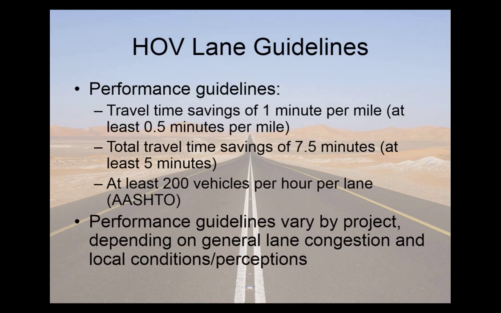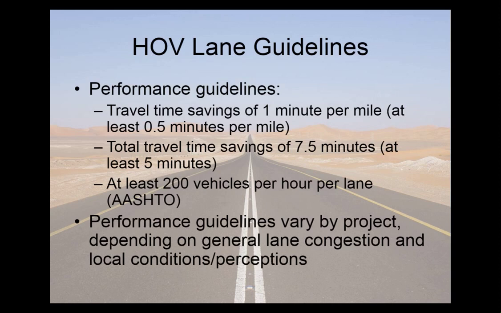For arterials, often the travel time savings are about half a minute per mile. Overall, the travel time savings should be about 7.5 minutes, but at least 5 minutes, so that it makes a noticeable difference for travelers. According to the American Association of State Highway and Transportation Officials, arterial HOV lanes should carry at least 200 vehicles per hour per lane, although that figure is just a general guideline.